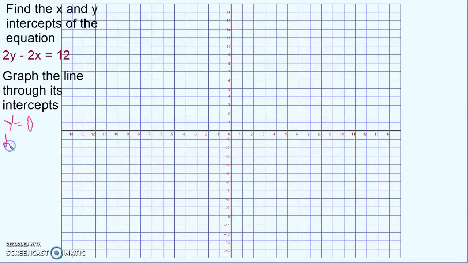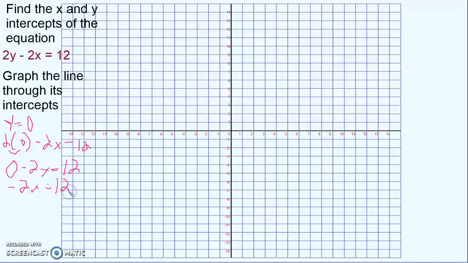So we have 2 times 0 minus 2x is equal to 12. We're going to start with the 2 times 0, which is 0. So now we have 0 minus 2x is equal to 12. We know by the additive identity that anything plus 0 is itself. This is really plus a negative, so 0 goes away, but we keep that minus. So we have negative 2x is equal to 12.